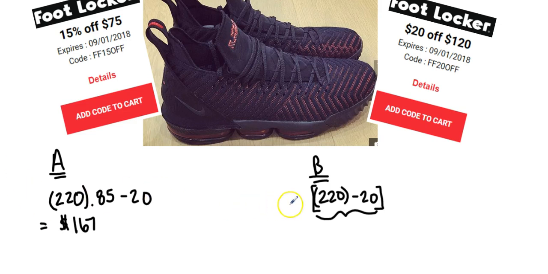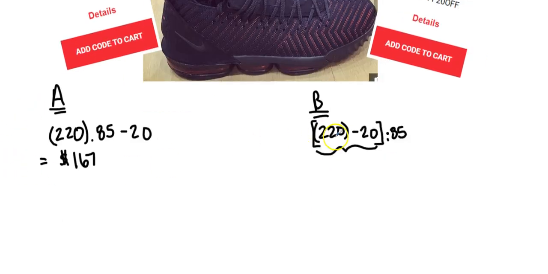And then secondly, we're going to take 0.85, or 85%, of whatever this price is. And you can hopefully do that in your head. 220 minus the $20 from the $20 off coupon is 200. And then we take that 0.85 and we apply it, and 85% of 200 is $170. So not a huge difference in price here.